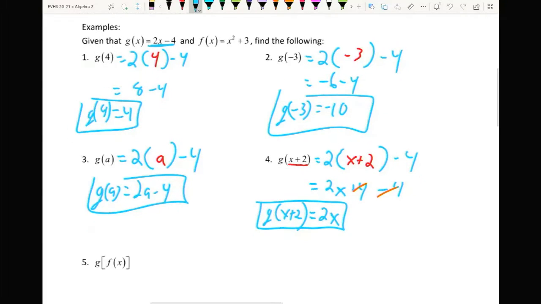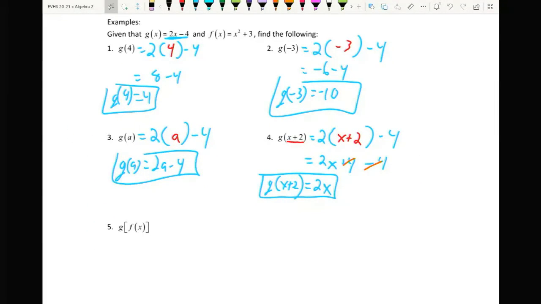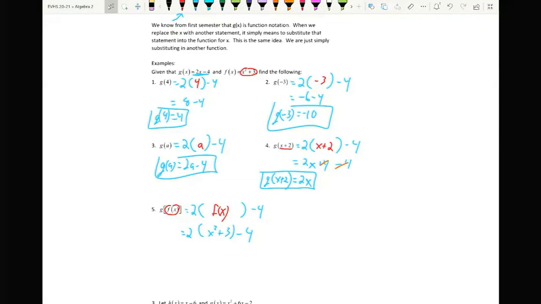Okay, now we're going to g of f of x. So here's what ends up happening on this one. We're going to start off the exact same way. 2, and instead of x, I'm writing parentheses, and I made that big for a reason. The thing that goes inside of it is whatever is here, so that's f of x. But f of x is x squared plus 3. So I'm going to replace f of x with x squared plus 3. That's how I compose functions, just by substituting one function in for the variable in another.